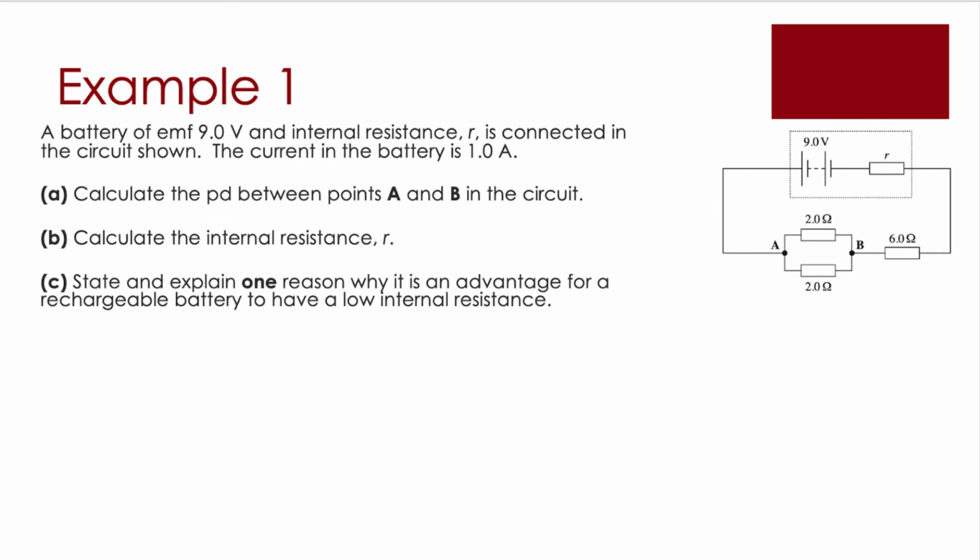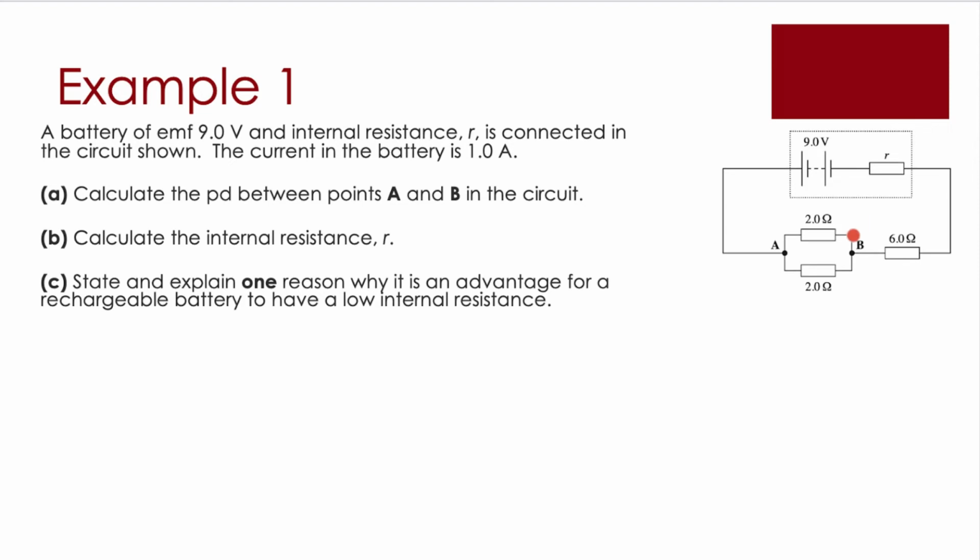First part, we've got a battery with an EMF of 9 volts, an internal resistance of r. So once the current's flowing, I'm going to have less than 9 actually going to be able to be used in my circuit. And the current is, we're told, is going to be 1 amp. Now, in this case, part A, calculate the potential difference between A and B in the circuit.